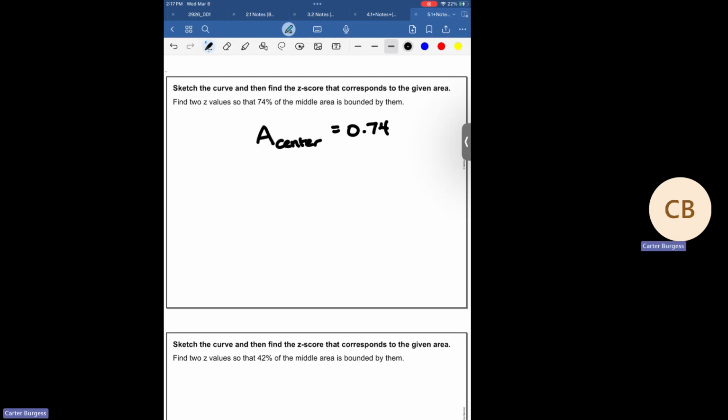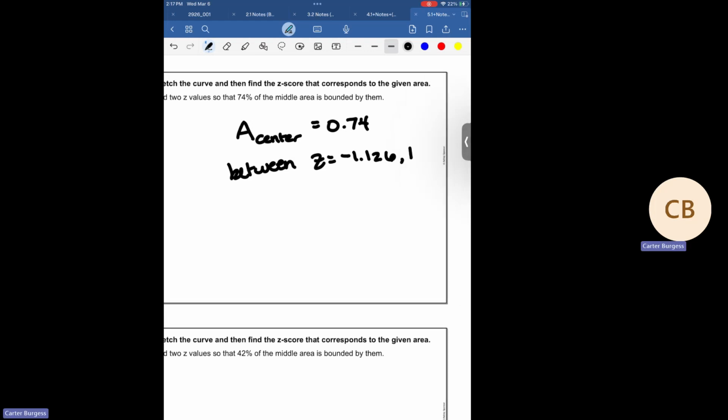So again, we're going vars, we're going inverse normal. In this case, we want 0.74 to be the area. We want the tail to be set to center. And the z-scores that I get are between z equal to negative 1.126 and positive 1.126, which captures that 74%.